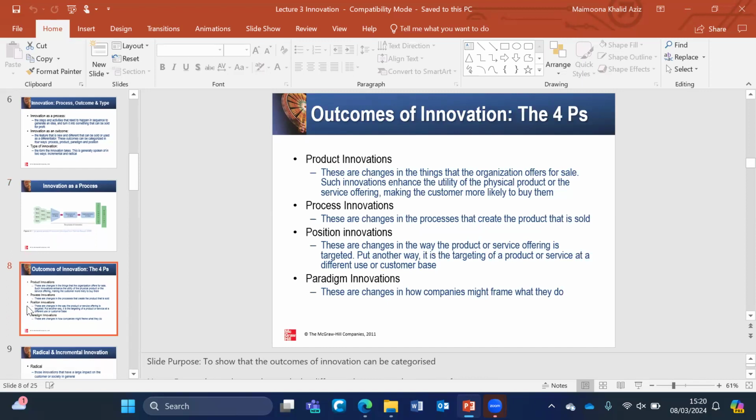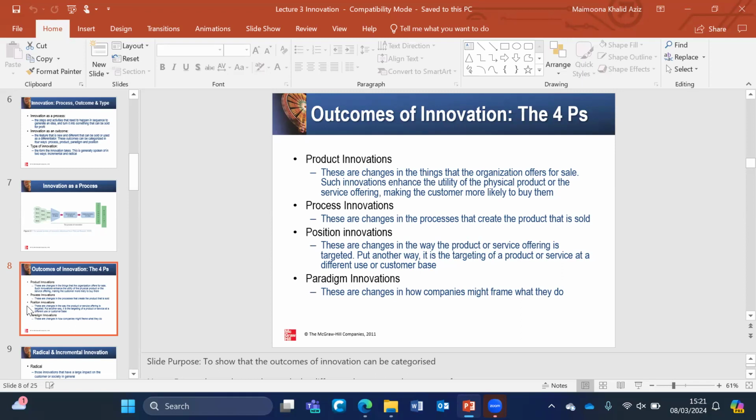So let's look at the 4 P's of innovation. Just like marketing, innovation has its own 4 P's. There's product innovation. These are changes in the things that the organization offers for sale, such as innovations that enhance the utility of the product or the service offering, and that makes it more attractive for the customers to buy.